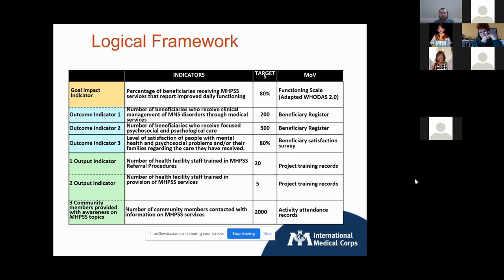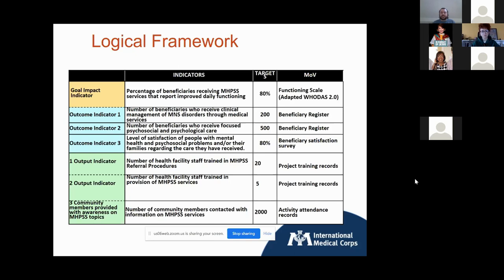In each facility that we work in, a general rule of thumb that we have from previous experience is maybe a quarter or 20% of the staff working in the facility will be able to provide MHPSS services. We will normally target that many and possibly a few extra if possible with training. Again, the means of verification for this indicator is the same as the previous one, as it's also capacity building, using project training records, attendance lists, training reports, and feedback forms.